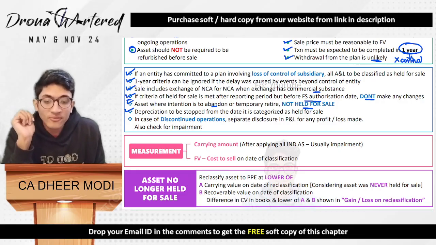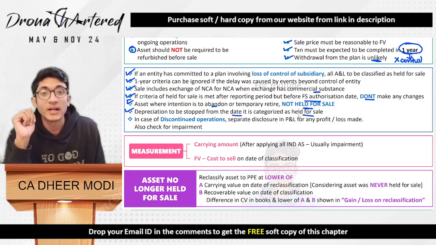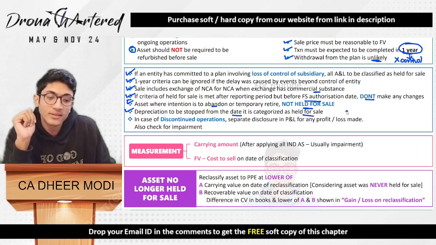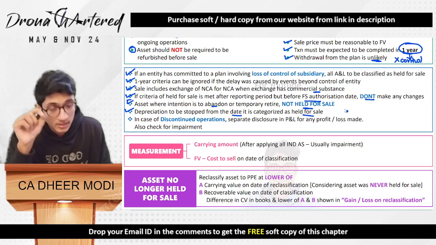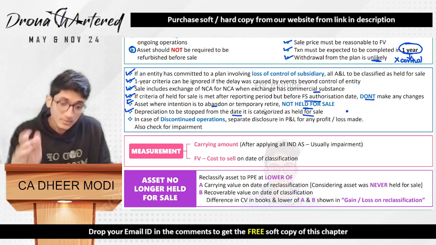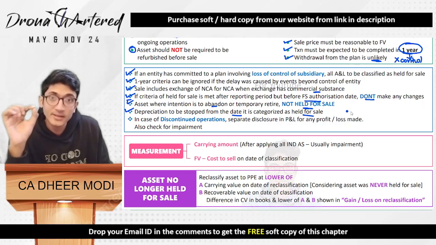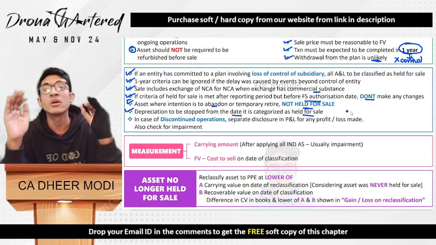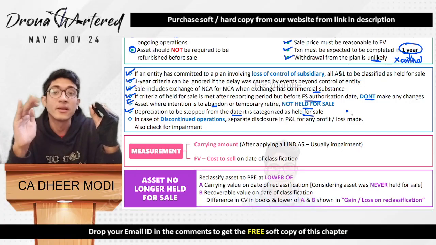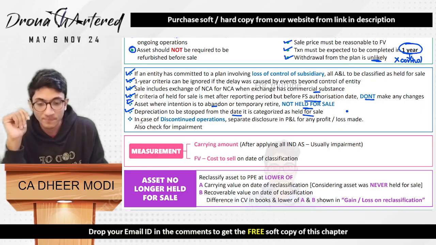Depreciation is to be stopped from the date it is categorized as held for sale. That means depreciation will stop when it is categorized as held for sale. That means once it is categorized as held for sale, we will no longer be giving any effect to P&L except your gain and loss.